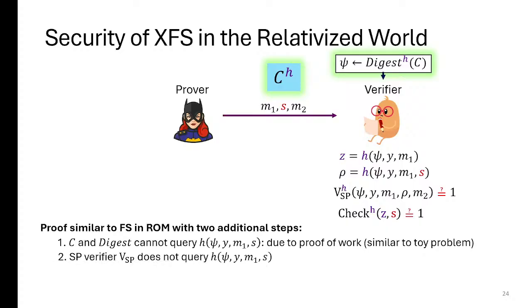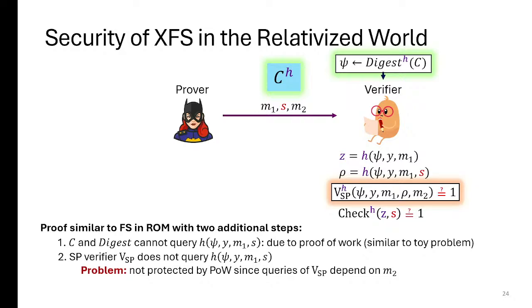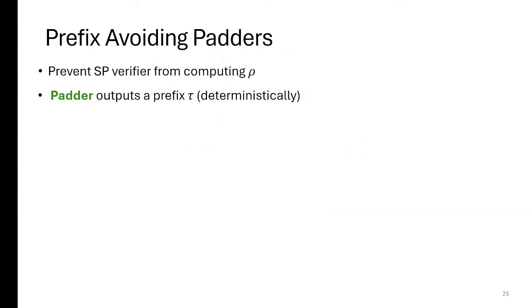We also need to say that the verifier does not make this query, because everyone has access to the hash function. This turns out to be a tiny bit of a problem, because the verifier is not protected by the proof of work, basically because the verifier's queries depend also on M2. So there's no circularity problem which could protect the circuit and the digest. The way that we solve this is by prefix avoiding padding, so that the verifier cannot compute rho. I will briefly mention what this is.